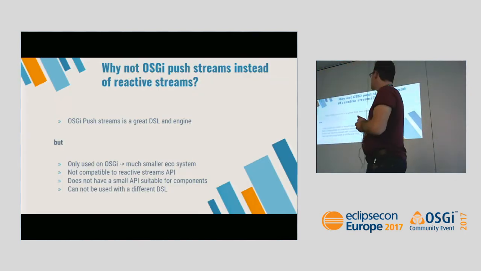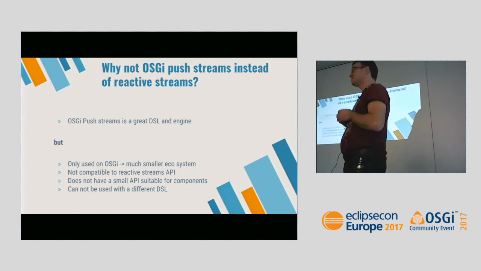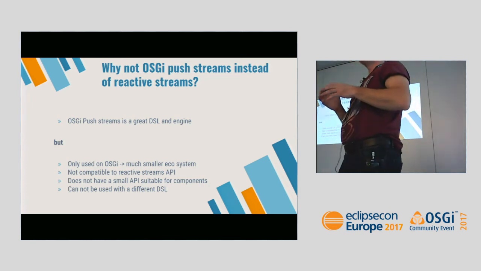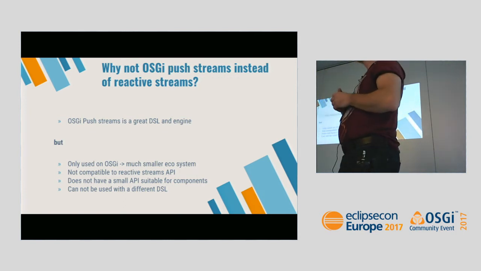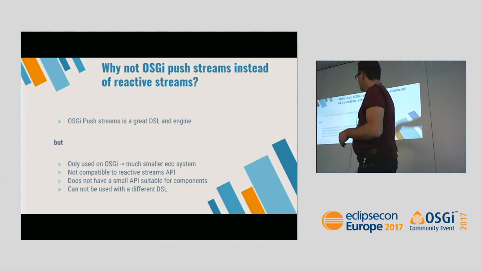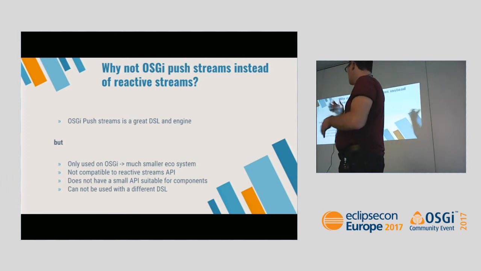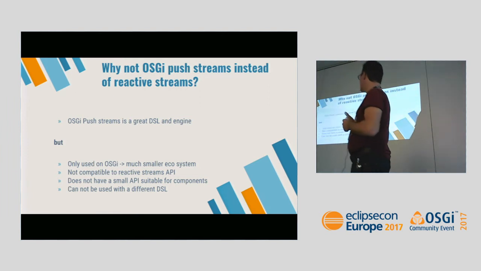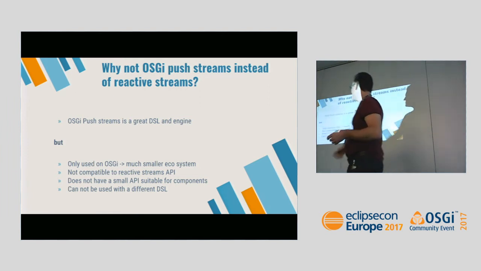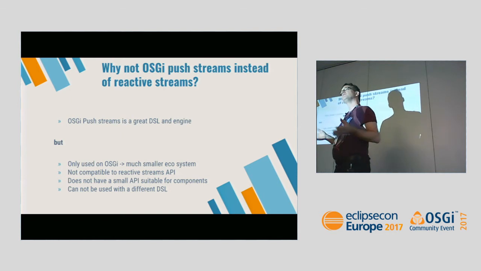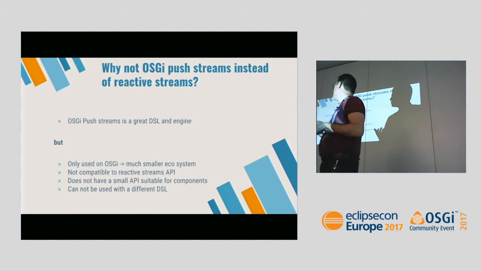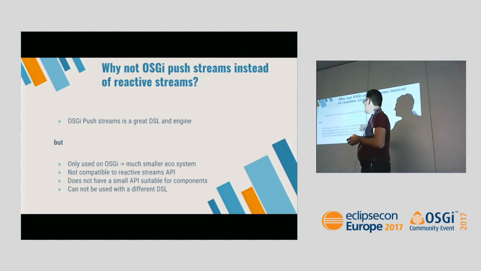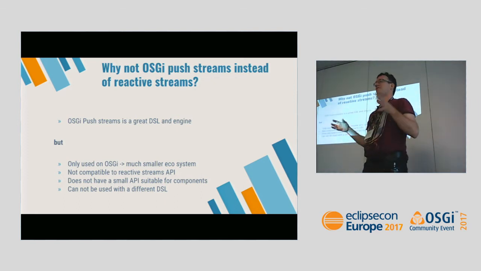So, of course, we just heard a lot about push streams, and I really like the concept, and I can imagine that it's maybe even better than reactive streams. But there are some problems with it that are sometimes outside the scope even of push streams. It is not only OSGi, you can use it everywhere, but at the moment it's only known and used in OSGi. So the ecosystem around push streams is very small at the moment.